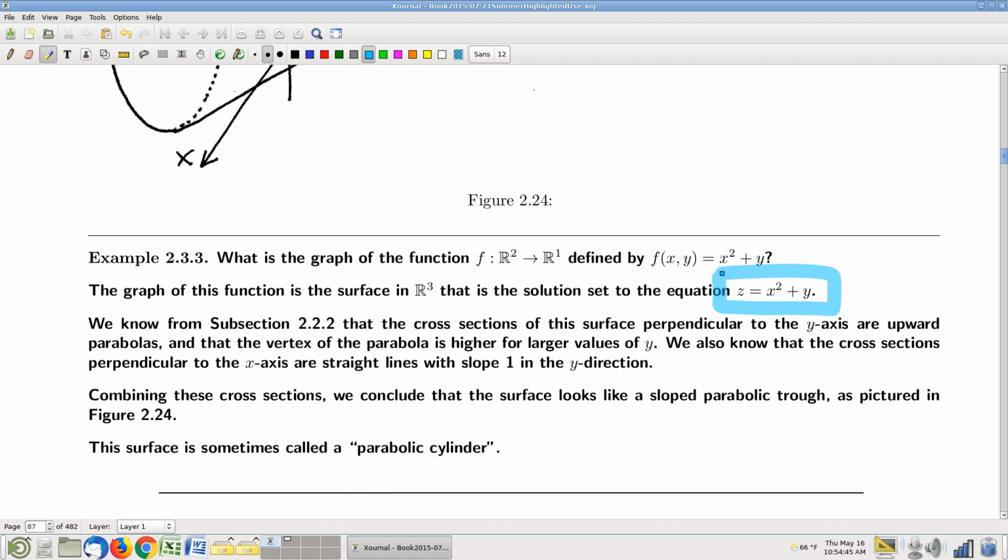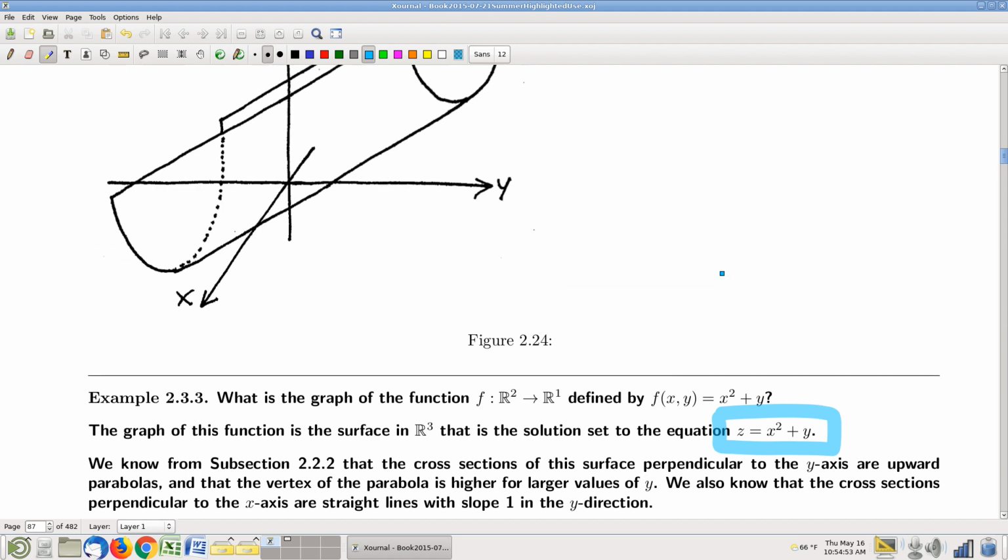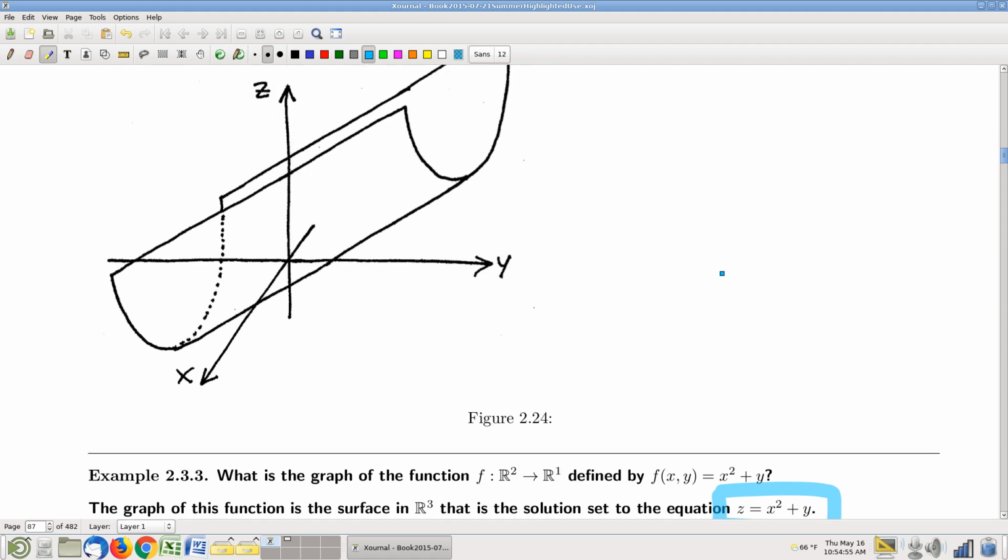This is a nice exercise. I want to encourage you all to think about this on your own. Think about various cross-sections of this and what they look like. And what you will find is it looks like this. So if you look at cross-sections for constant values of y, you're going to find that you get upward pointing parabolas that, as you increase c, are shifted more and more upward.